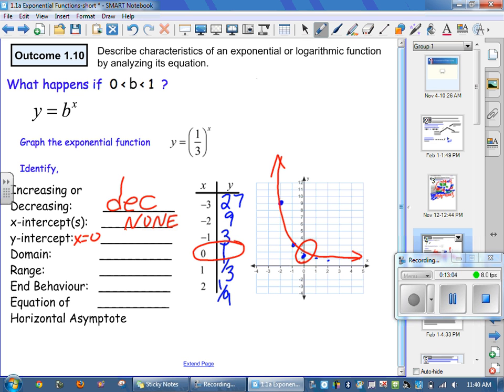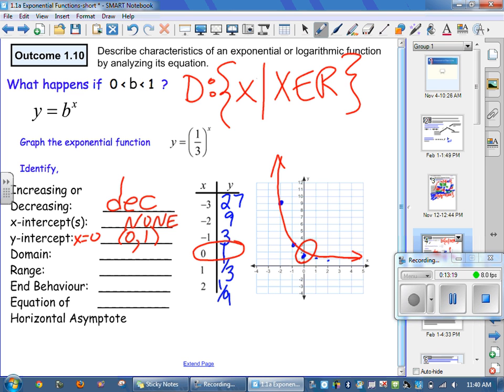Our domain, again, we're going to write domain as x such that x can be any real number. And that's what it means when I write it that way. Our range will be the same as before. It doesn't go below 0. So I have to write my range as greater than 0. So range is going to be y such that y is greater than 0.